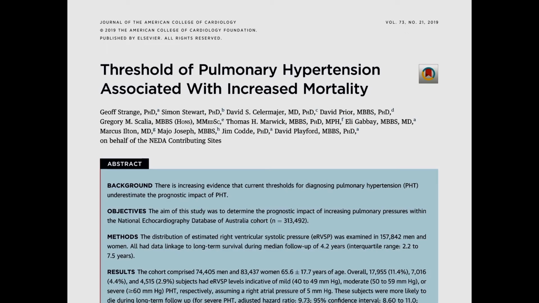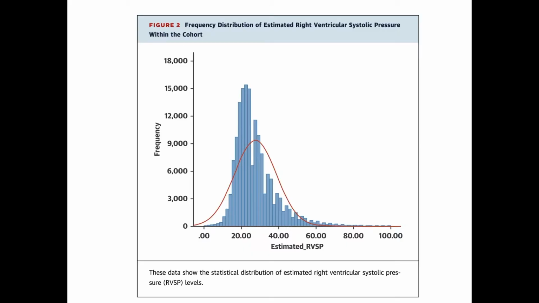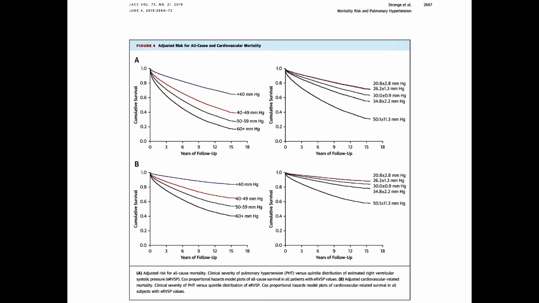In fact, Strange found that the threshold for detecting pulmonary hypertension may be actually a lot smaller than we think. And they associated the presence of pulmonary pressure with mortality in 313,000 patients in this Australian cohort. The distribution of right ventricular systolic pressure is outlined here. And you notice that most patients didn't have very high pressure. However, regardless of whether you look at quintiles of pulmonary pressure on the right or absolute numbers on the left, a higher pulmonary artery pressure was associated with increased mortality and increased cardiovascular mortality, as exemplified by a reduction in the cumulative survival curve. And even mild degrees of pulmonary hypertension, around 40 to 49, may be associated with abnormal outcomes and increased mortality.